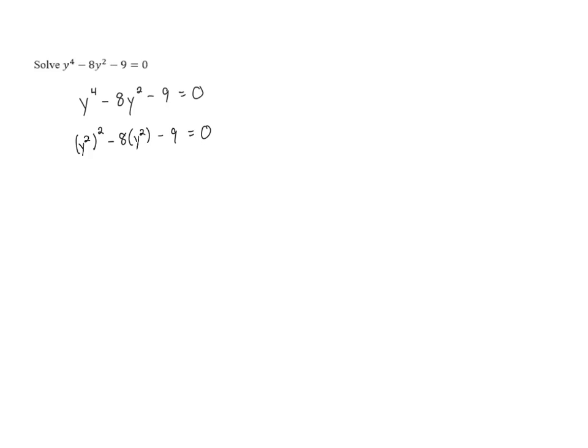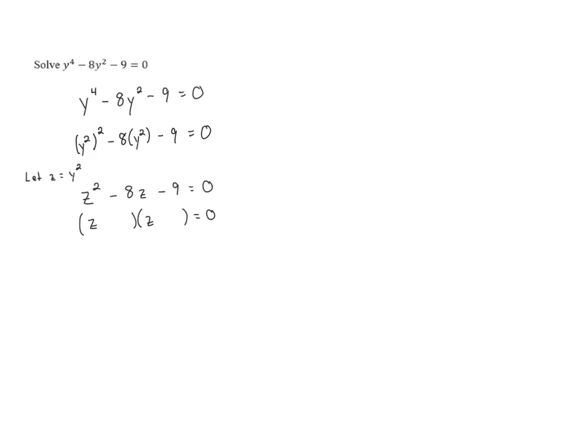So the substitution we need to make is we need to let z be y squared. When we do that, the equation becomes z squared minus 8z minus 9 equals 0. And this is a quadratic equation, so we can solve. And this one is factorable, so let's solve this by factoring.